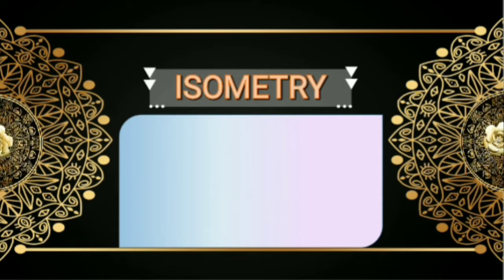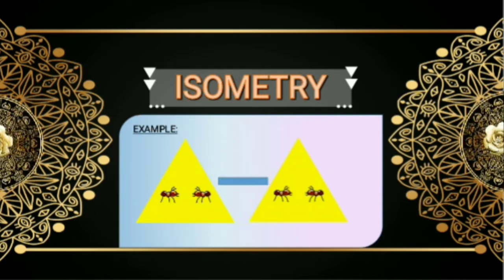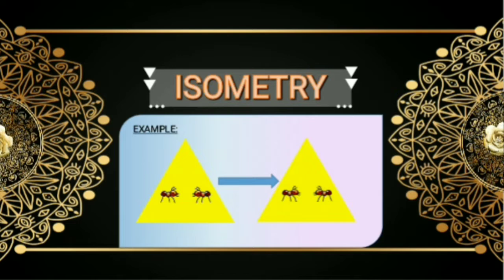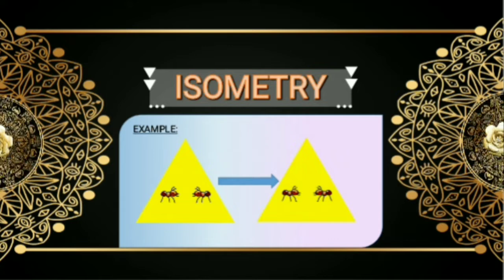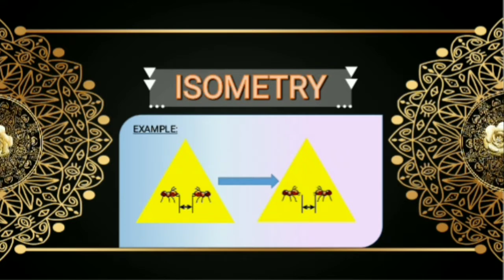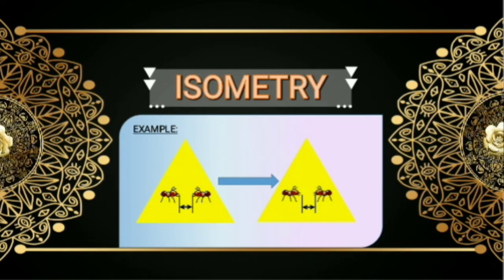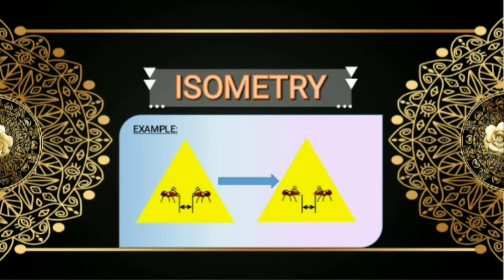For example, imagine two ants sitting on a triangle while you move it from one location to another. The location of the ants will change relative to the plane because they are on the triangle and the triangle has moved, but the location of the ants relative to each other has not. So, whenever you transform a geometric figure so that the relative distances between any two points have not changed, that transformation is called an isometry.